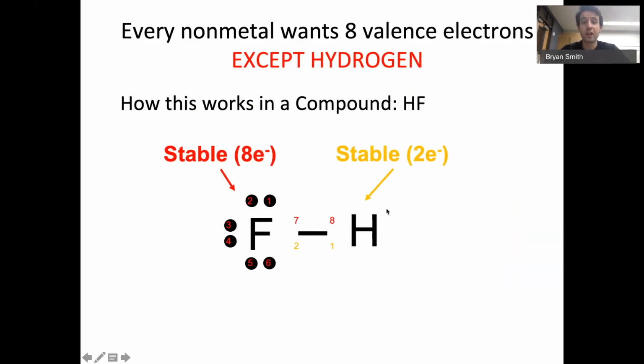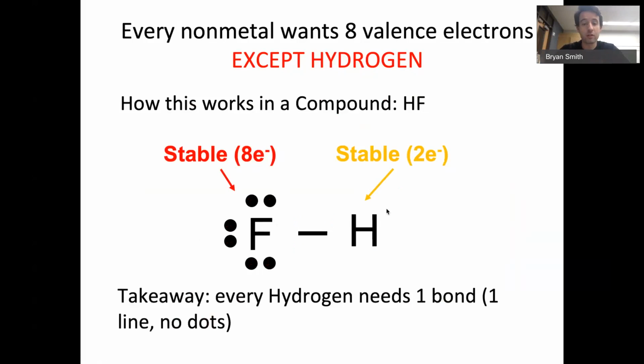So when you're looking at hydrogen, don't put dots around it, just form 1 bond and you'll be good. It's a little bit tricky, but as soon as you know that rule, it becomes really, really easy because you don't have to keep track of any other electrons. So that's the takeaway here. Every hydrogen needs 1 bond, which is just 1 line and no dots. So definitely write that down.